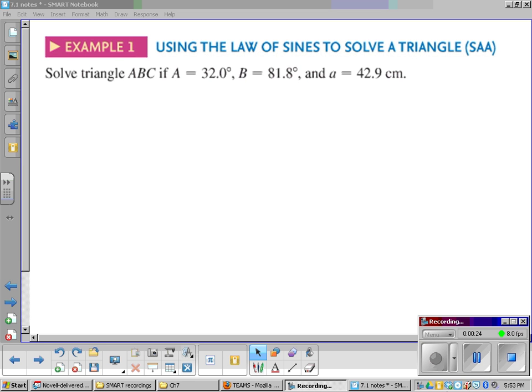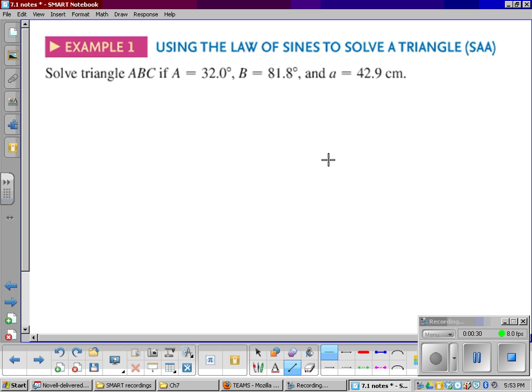You want to start by drawing a triangle. Now it only has to be roughly to scale. You don't want to draw it way off, but you don't have to be extremely precise with it either. So I'm going to draw a triangle like this. Notice I've got a small angle here, 32 degrees, another angle that's almost right, 81.8 degrees. So this isn't exactly a right triangle, but it's not too far off either.